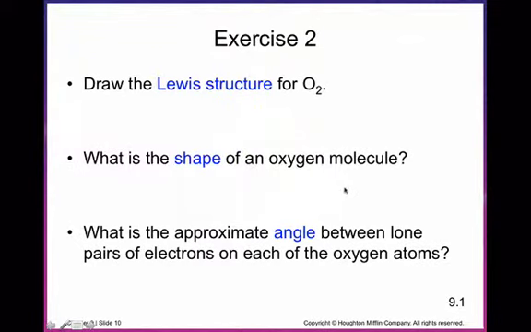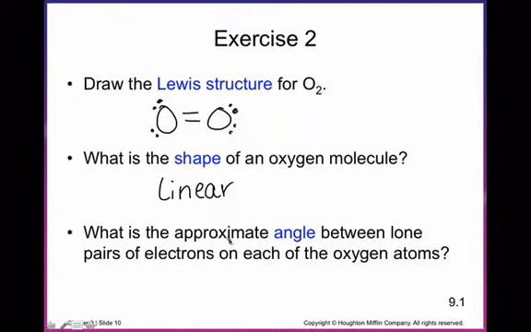We can do the same thing with all these other shapes that we've talked about. So it says draw the Lewis structure for oxygen. Well, oxygen's Lewis structure would look like this. That is a lone pair, even though it's very hard to tell. And then it says, what is the shape of an oxygen molecule? Well, an oxygen molecule is linear.